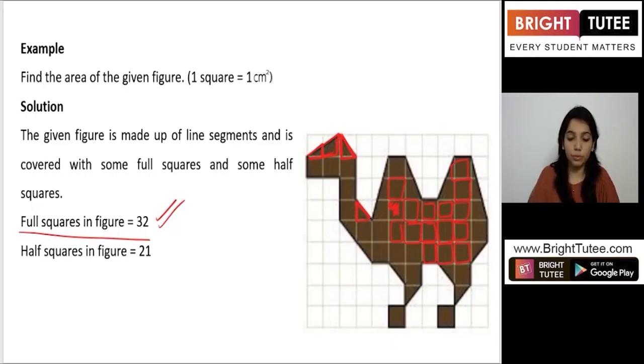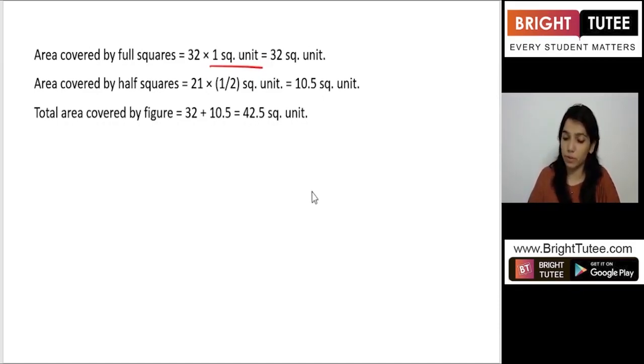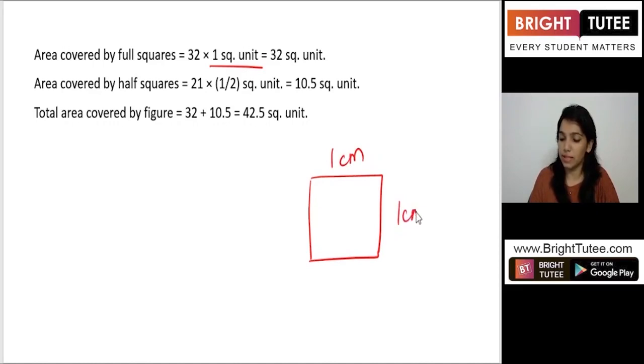So what will we do? In order to find the area, we are going to multiply the full squares with one square unit. So what do we mean by one square unit? It means that, say, this is your block and this particular block is 1 centimeter from all the sides. So it's a square with 1 centimeter on each side.